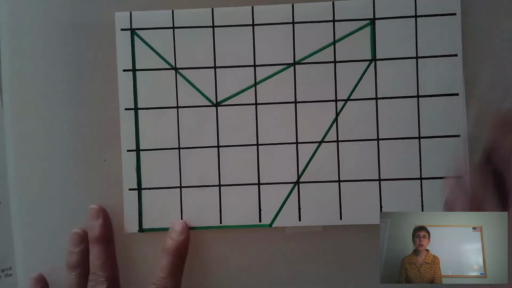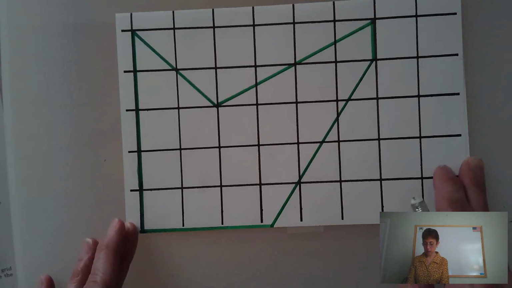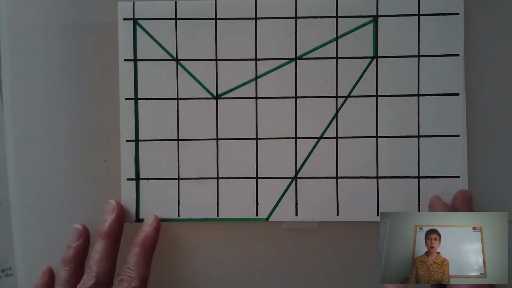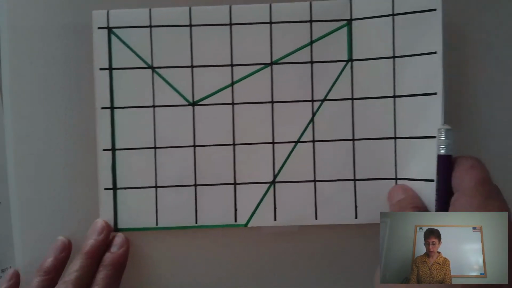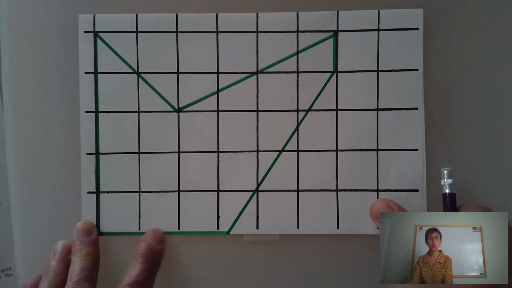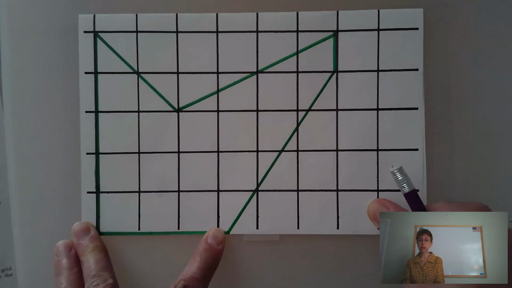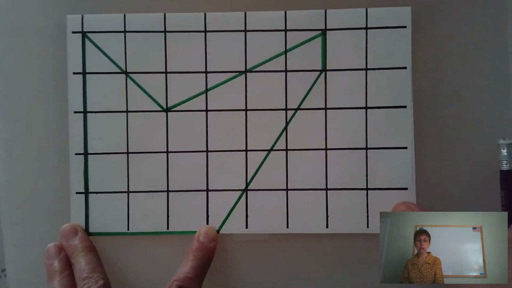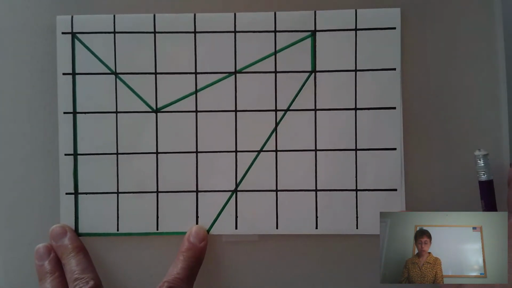Okay, here's another figure, this time not a perfect triangle, just an odd-shaped figure. And we need to figure out the area of this figure. Now again, remember we're just doing an estimated area. This is not exact, it's an estimated area. So let's take a look.